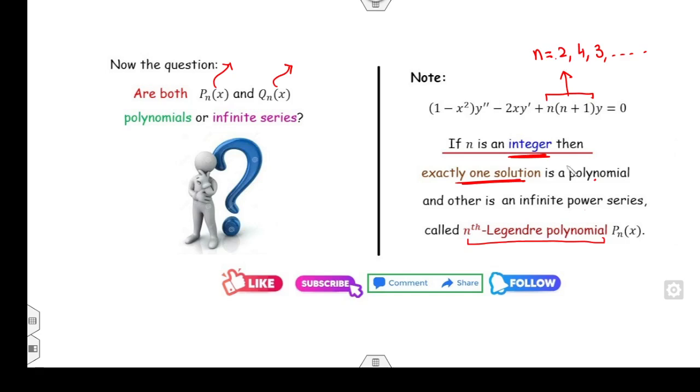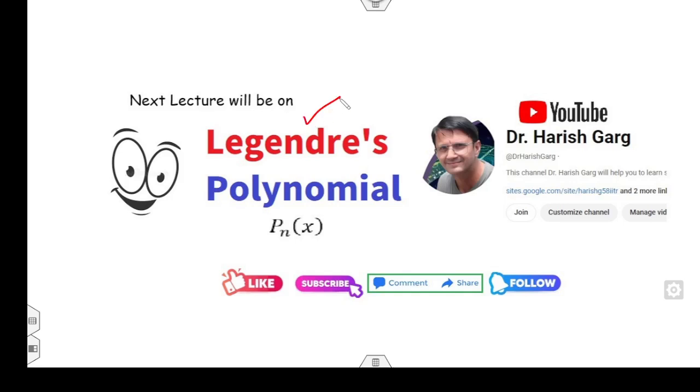For different values of n, we will get different Legendre polynomials. But what is the Legendre polynomial Pn(x)? The details, like if you consider n is 2, what is the value of P2, what is the value of P3 and so on, for that we will discuss in detail about the Legendre polynomial in our next lecture.